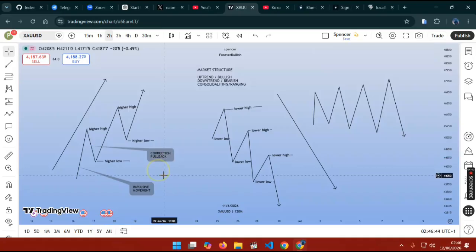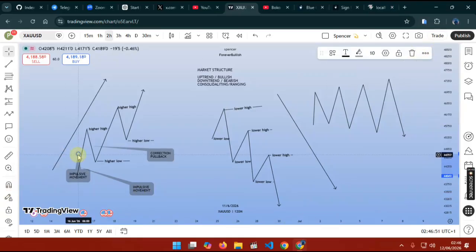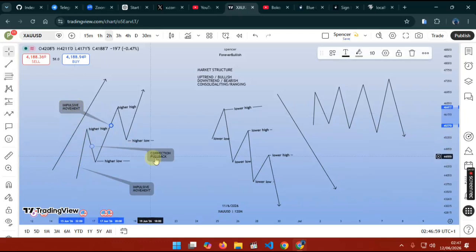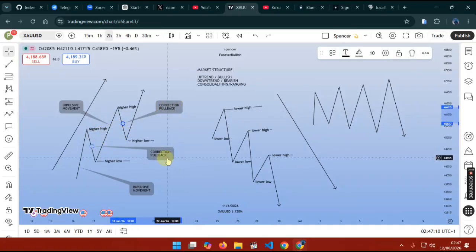So that's it. Same goes here. We have this to be our impulsive, and this to be our correction. Same goes here.